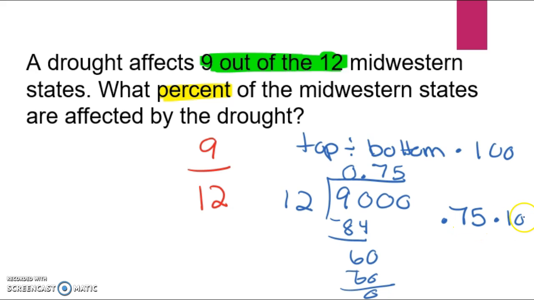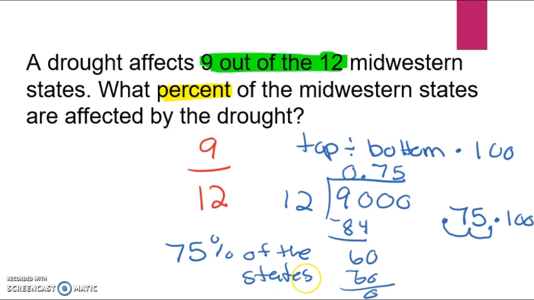times 100. Whenever you multiply something times 100, you can just move the decimal spot 2 points to the right. So then my final answer would be 75% of the states. So looking back on this, whenever we cannot get 100 very easily on the bottom, like we couldn't with 12, you can just do top divided by bottom times 100, and then that will give you the percentage.